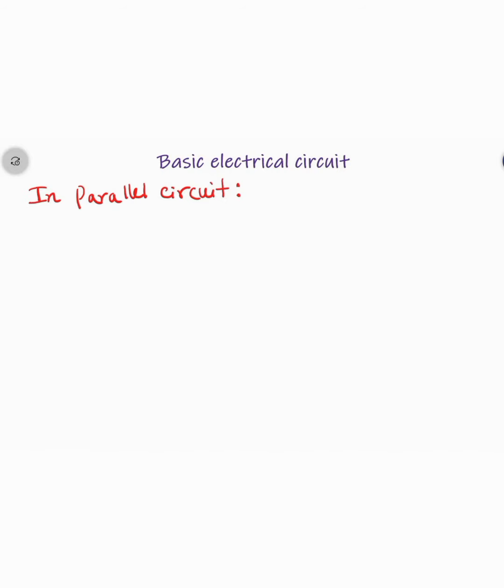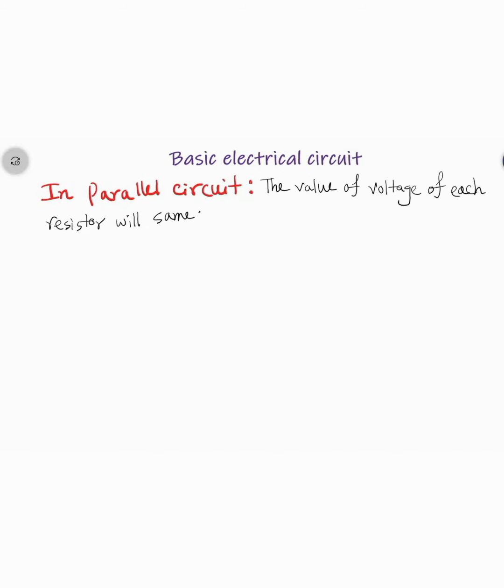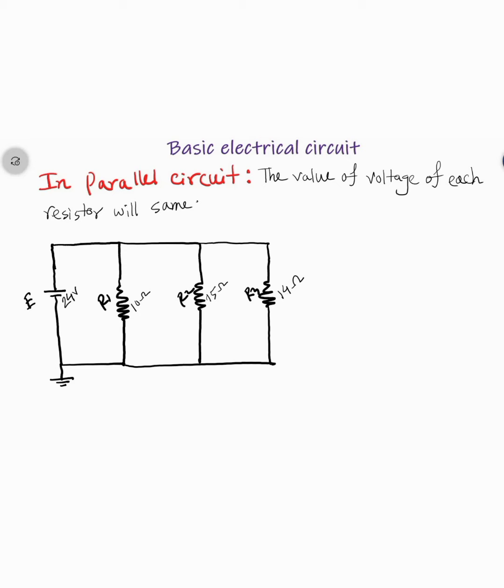Now, in a parallel circuit, the voltage of each resistor will be the same. Let's draw a parallel circuit. In this circuit, we have a voltage source of 24 volt and 3 resistors in parallel. Here flows the Is, and the current will divide into I1, I2 and I3. From Ohm's law, we know Is equals E over RT.